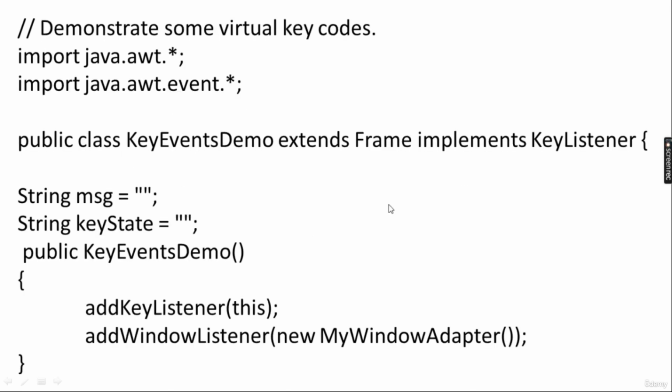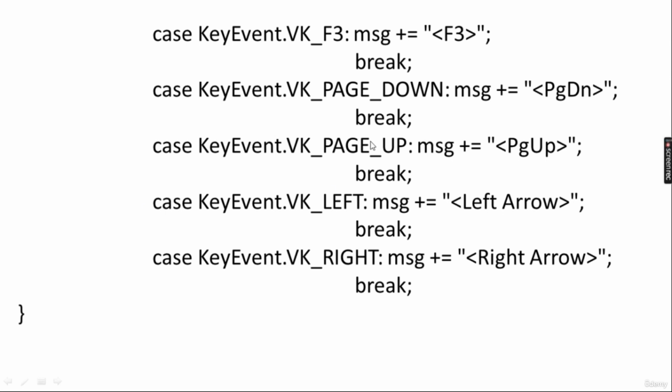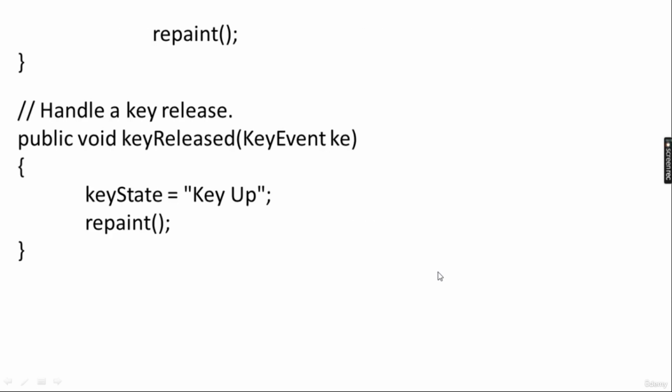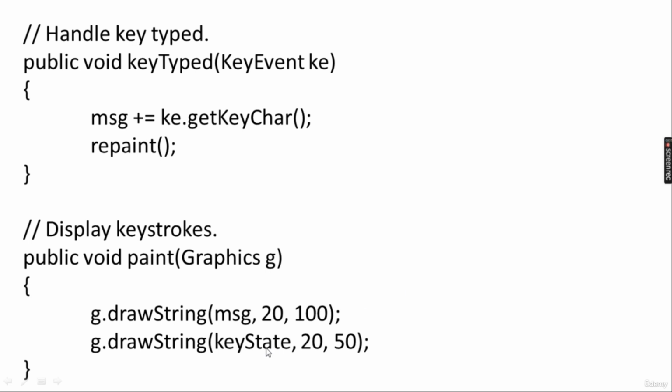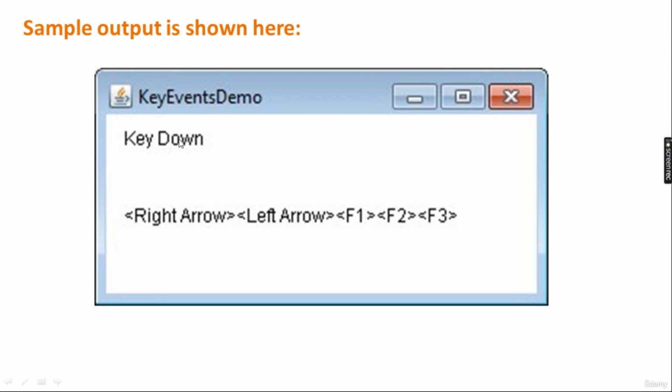First the message is blank. If I first press page up, the message will start with page up. Then if I press F3, the output will be page up plus F3, plus left arrow, and then plus F1 and then F2. Depending upon the keys or sequence of keys you are pressing, the output will be generated and displayed at position 20 into 100. And on key down will be displayed.